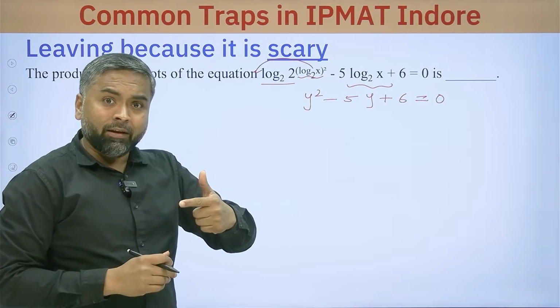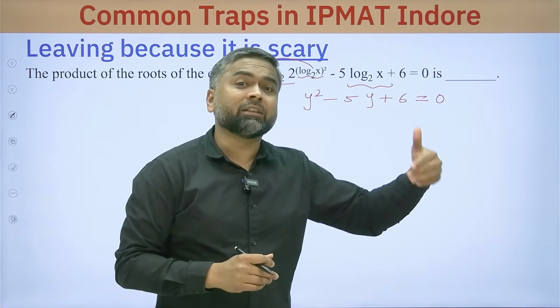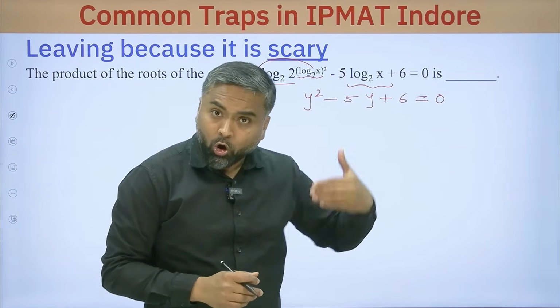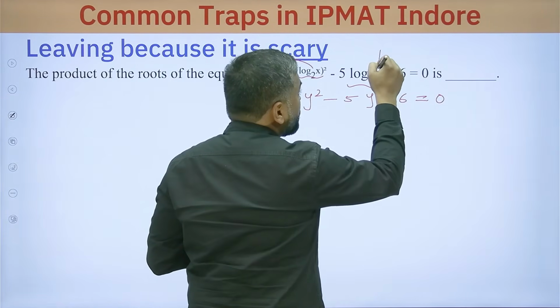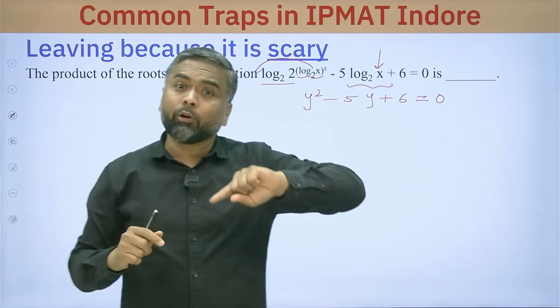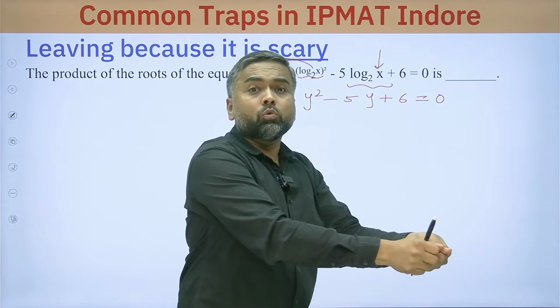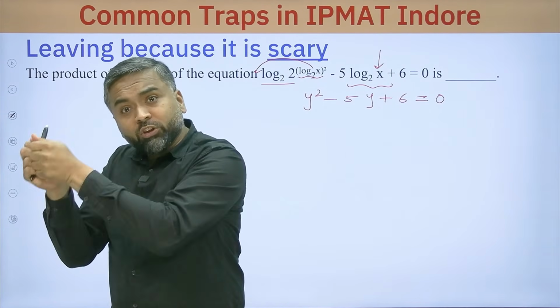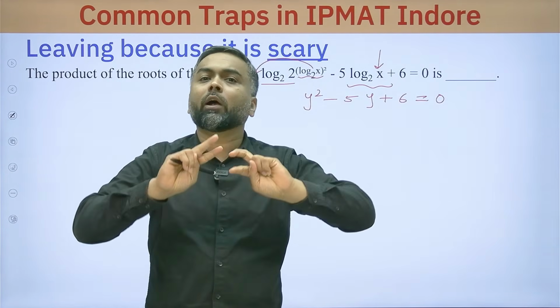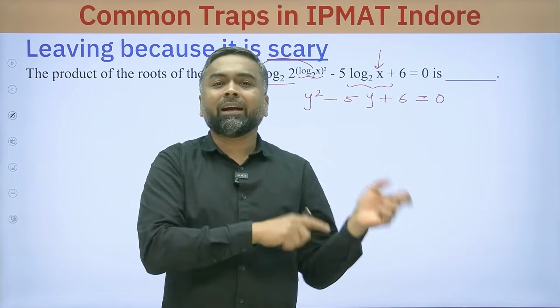And this is where the second mistake happens. A student who solves this marks the answer as 2 into 3, which is 6, which is wrong, because you are supposed to find the product of the roots, which means the values of x. So log of x to the base 2 is equal to 2 and log of x to the base 2 is equal to 3. If you solve, you get two values of x; find the product, the multiplication, and type the answer.